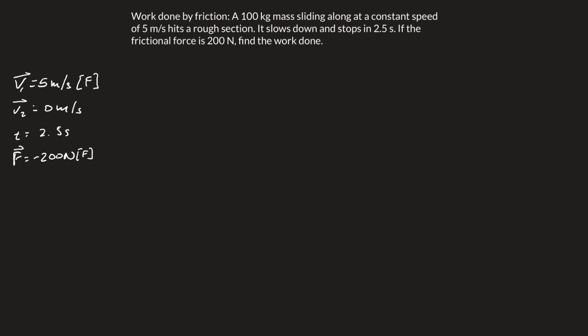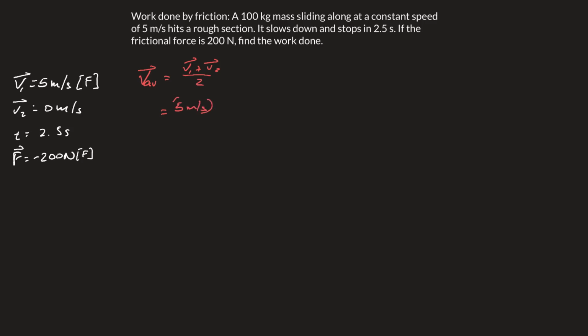So let's take a look at what we need here. We know that work is equal to force times distance. We know that distance is equal to your average velocity times time. So we're going to start off by solving for average velocity. So step one is solve for V_av, which is just your first velocity plus your second velocity divided by 2.